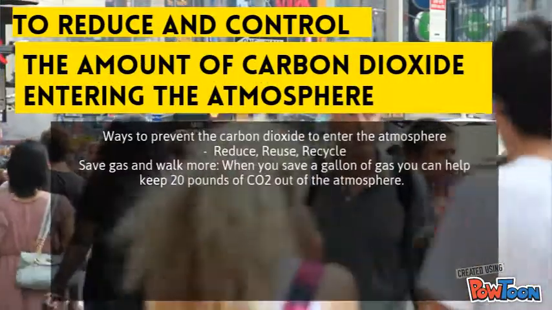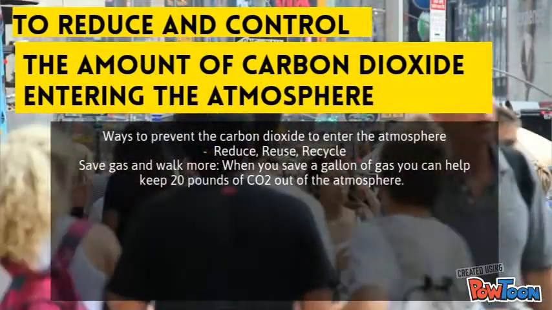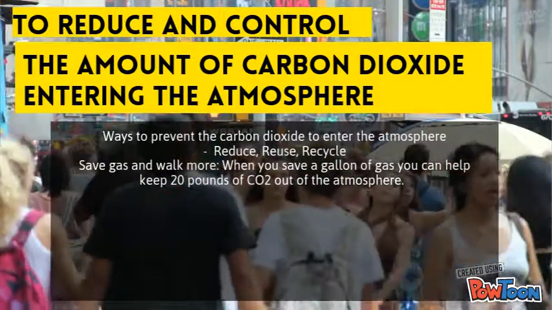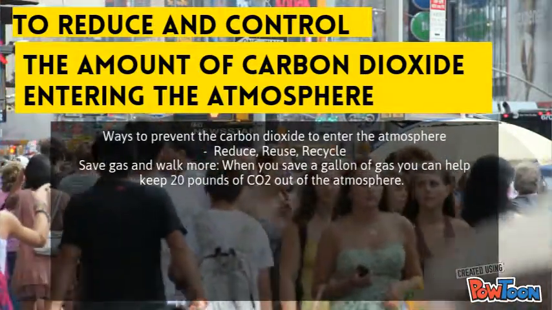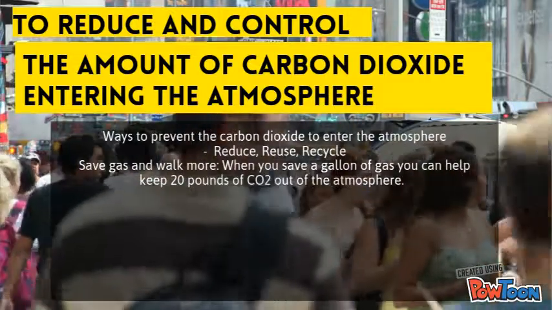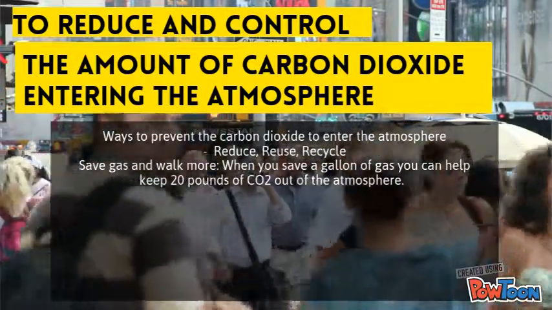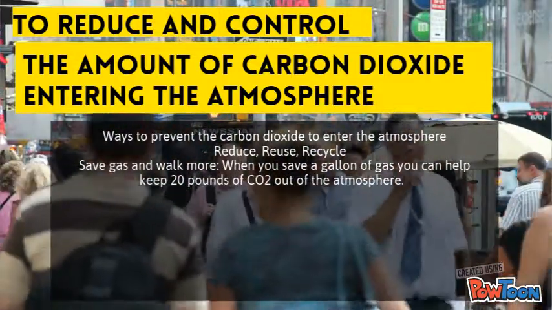The solution to climate change is to reduce and control the amount of carbon entering the atmosphere: reduce, reuse, and recycle, save gas, and walk more. When you save a gallon of gas, you can help keep 20 pounds of carbon dioxide out of the atmosphere.